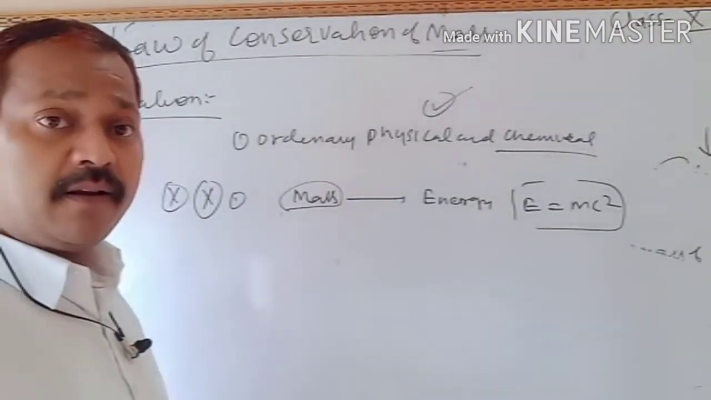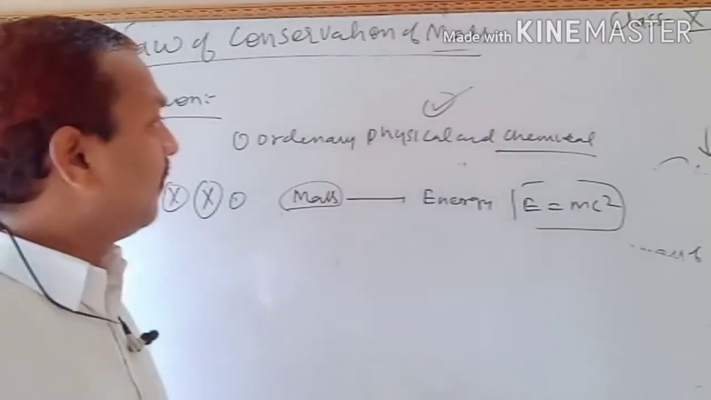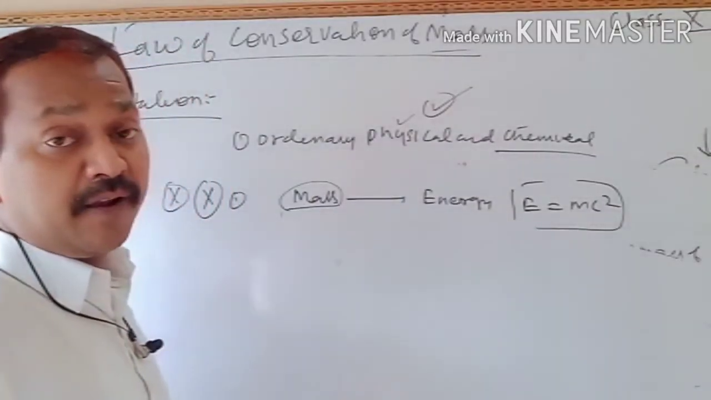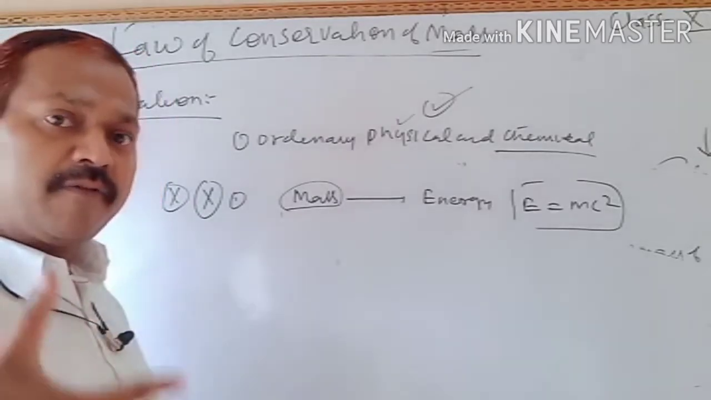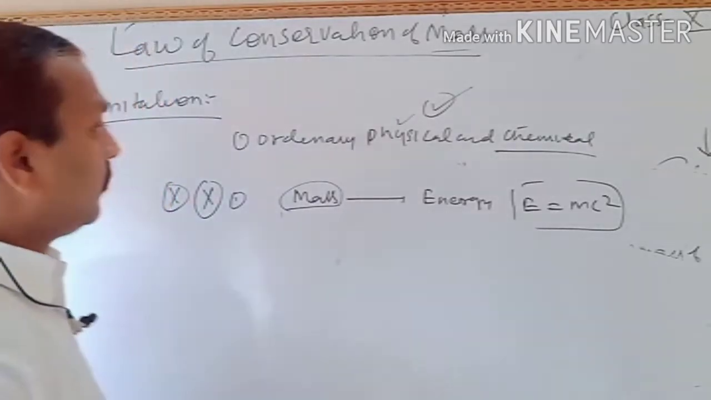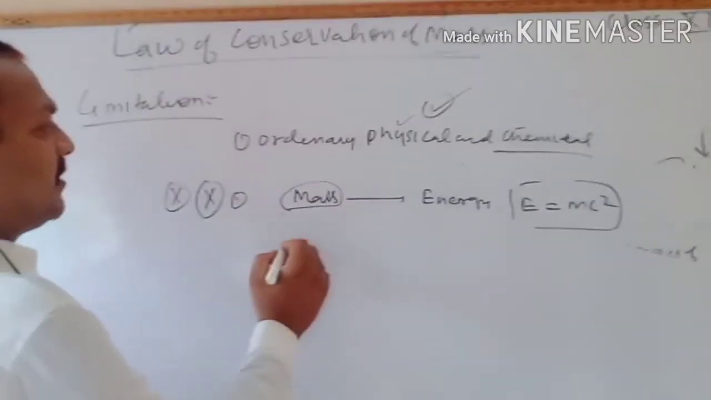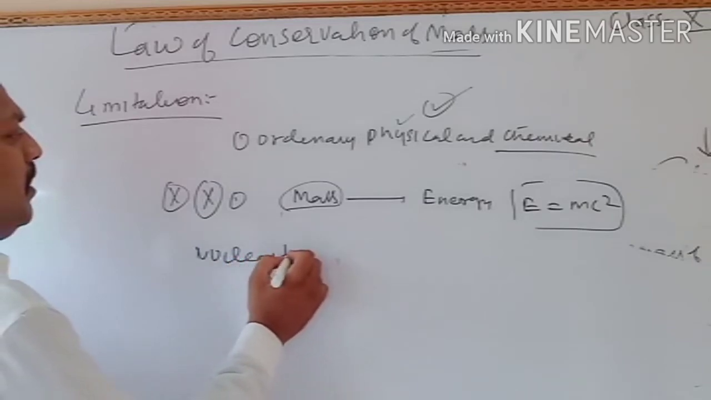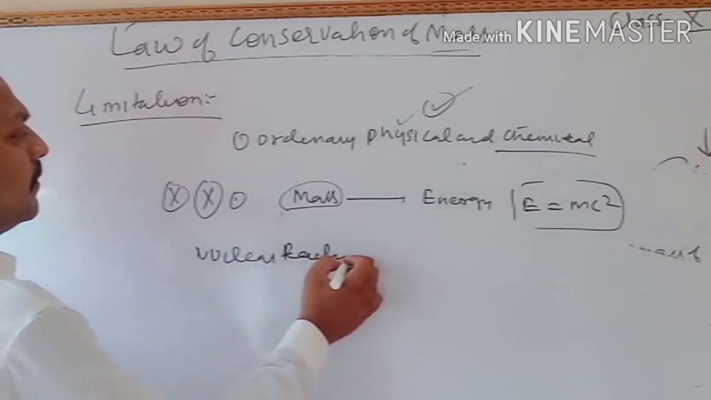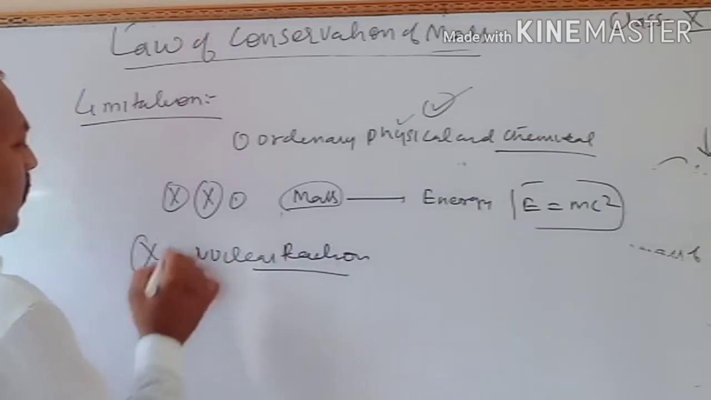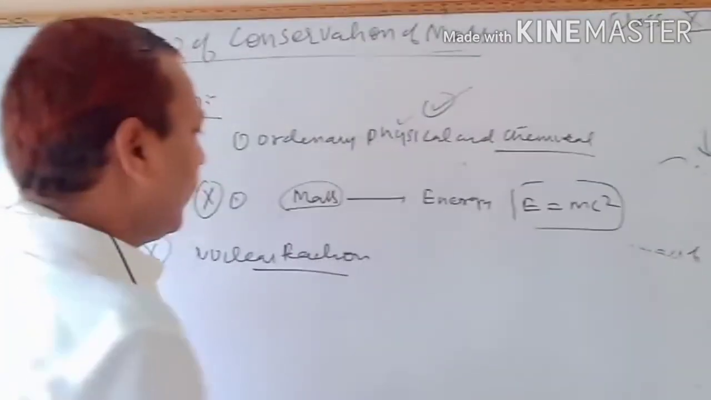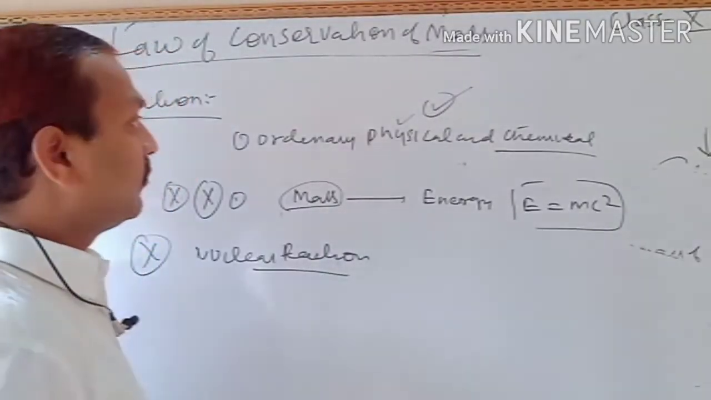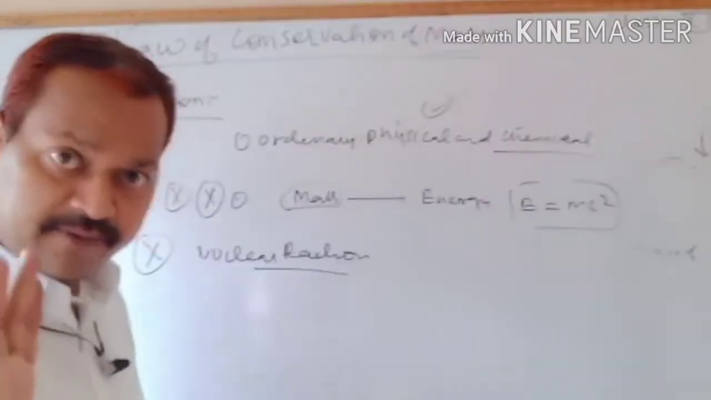Now in ordinary conditions, in physical and chemical changes, the total mass of reactants is conserved. So in that situation, the law of conservation of mass is applicable. But in nuclear reactions, with mass defect, the law of conservation of mass does not hold. Nuclear fusion and nuclear fission are examples. So children, this is a limitation of the law of conservation of mass.